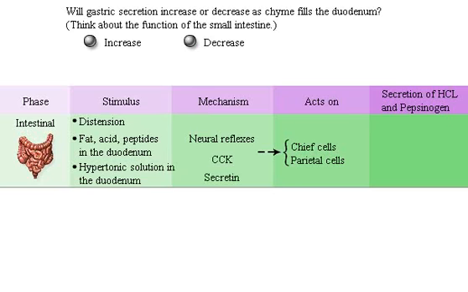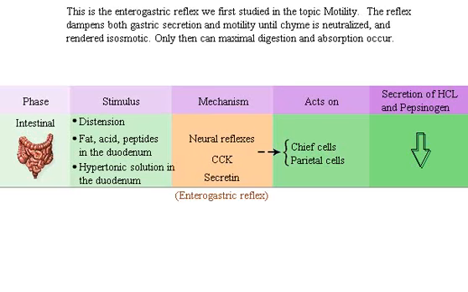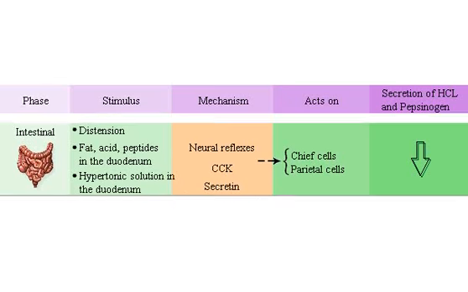Will gastric motility increase or decrease as chyme fills the duodenum? Think about the function of the small intestine. This is the enterogastric reflex we first studied in the topic motility. The reflex dampens both gastric secretion and motility until chyme is neutralized and rendered isosmotic. Only then can maximal digestion and absorption occur.